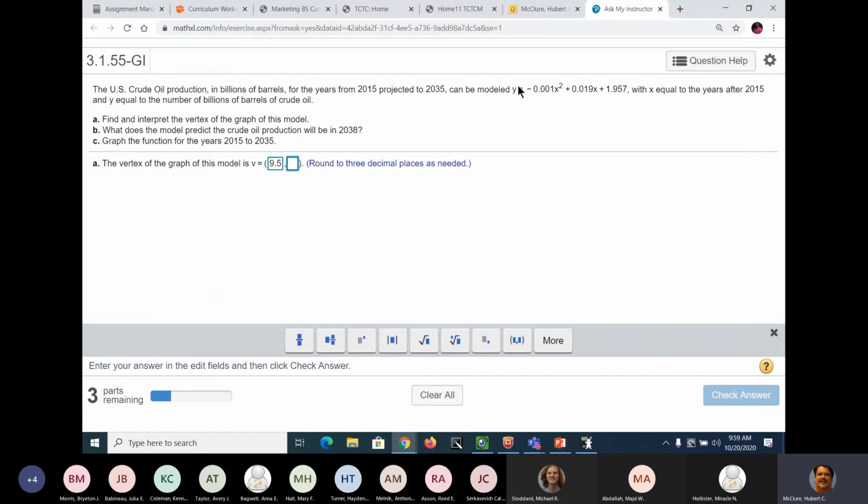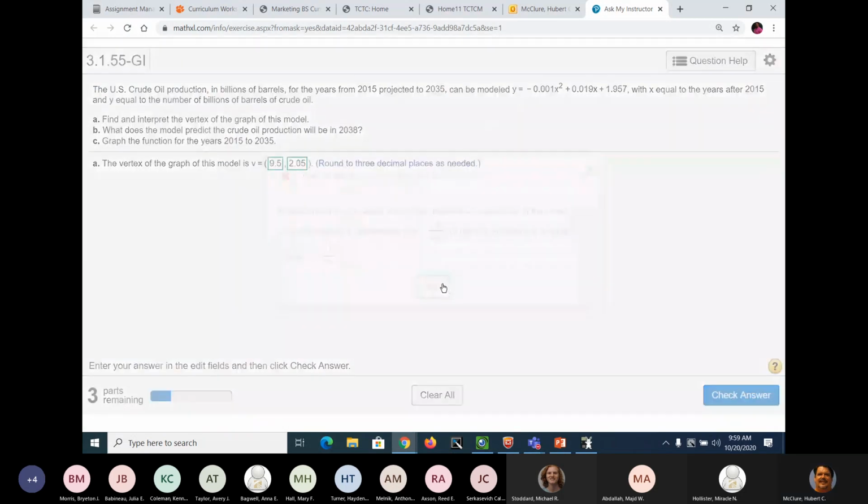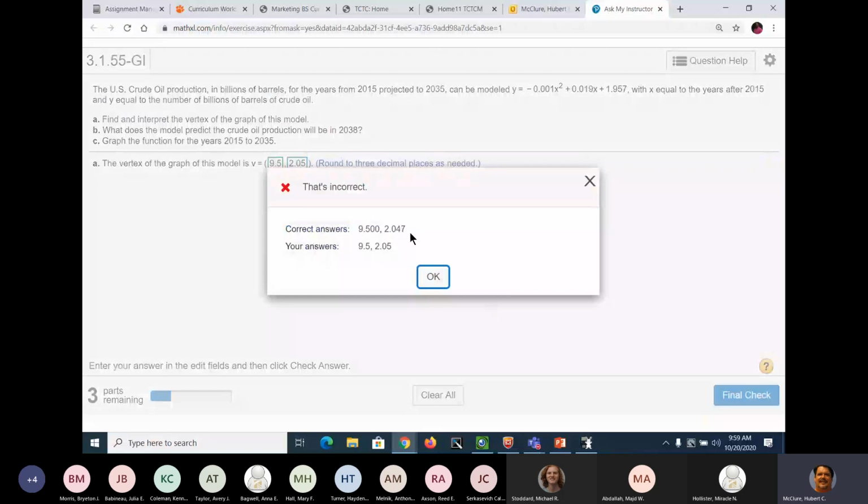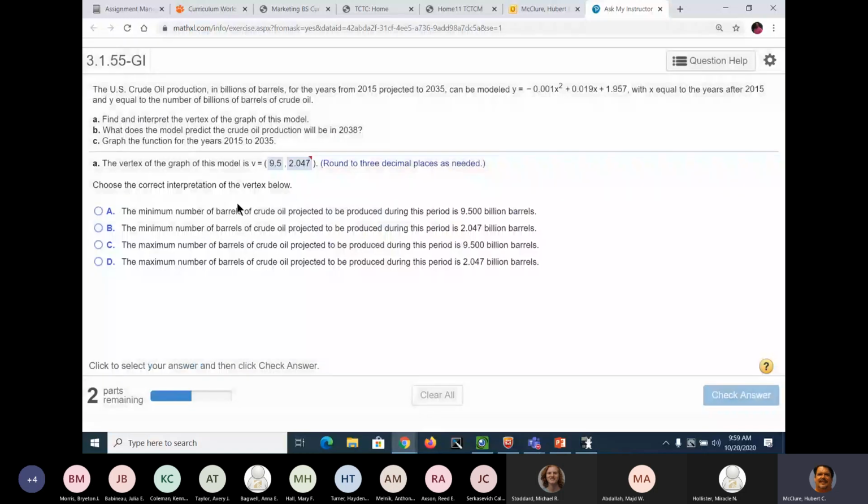It says round to 3 decimal places. I'm not doing it, but there it is, 9.500 and 2.047, okay? So make sure you read the directions. Okay, now it says it's going to be a maximum because the vertex here is a maximum.